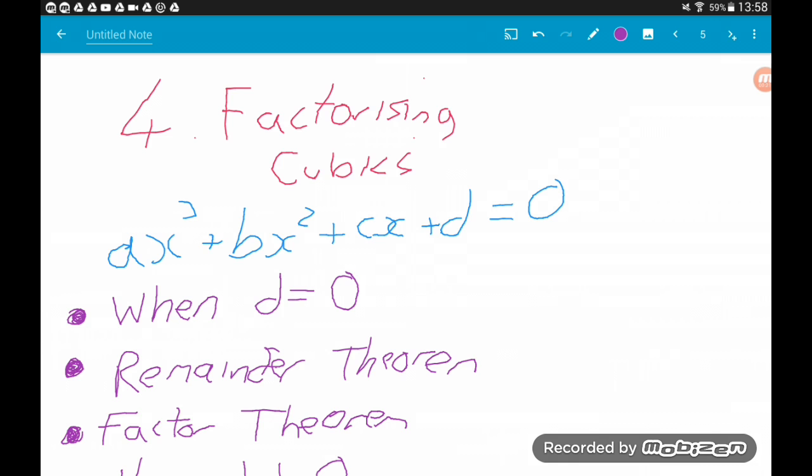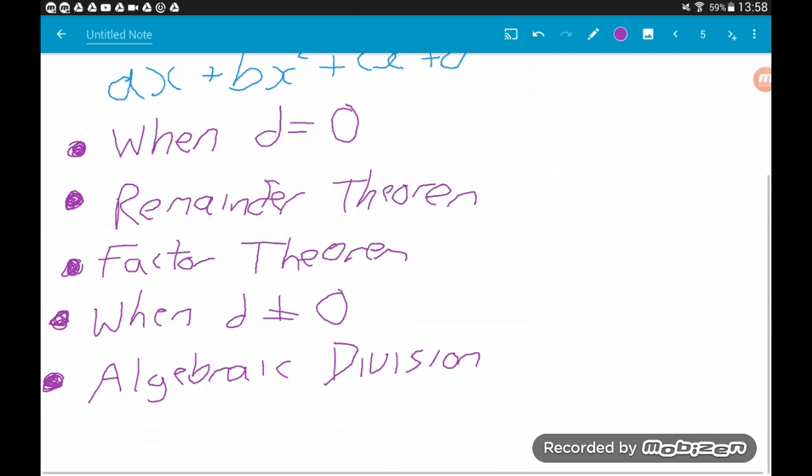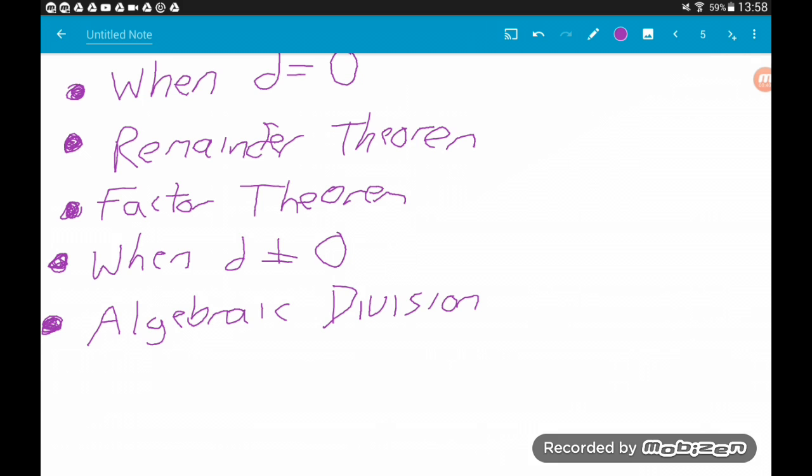So first of all we'll be looking at factorising these when d is equal to 0, so x is a factor of the equations. Then we'll be looking at the remainder theorem and then the factor theorem, which aren't as scary as they sound. Then we'll be looking at factorising and solving when d is not equal to 0, so that means x is not a factor of the cubic.